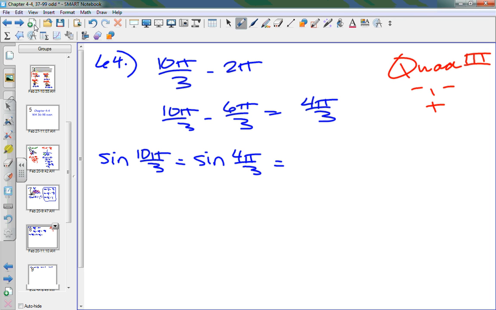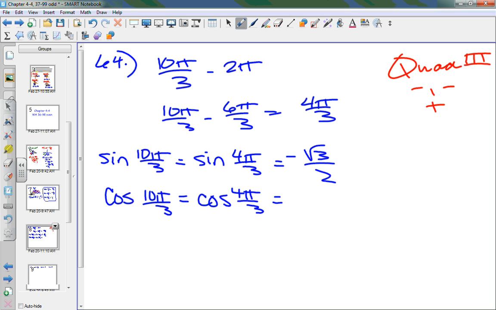Yes. Look at the end of the clock. That's a 60-degree angle, so that's going to be 1/2, square root of 3 over 2. So what's going to be the sine, positive or negative? Negative. Cosine of 10 pi over 3 is the same thing as the cosine at 4 pi over 3, which is going to be what here? Negative 1/2. The tangent of 10 pi over 3 is going to be the tangent of 4 pi over 3, which is going to be what?